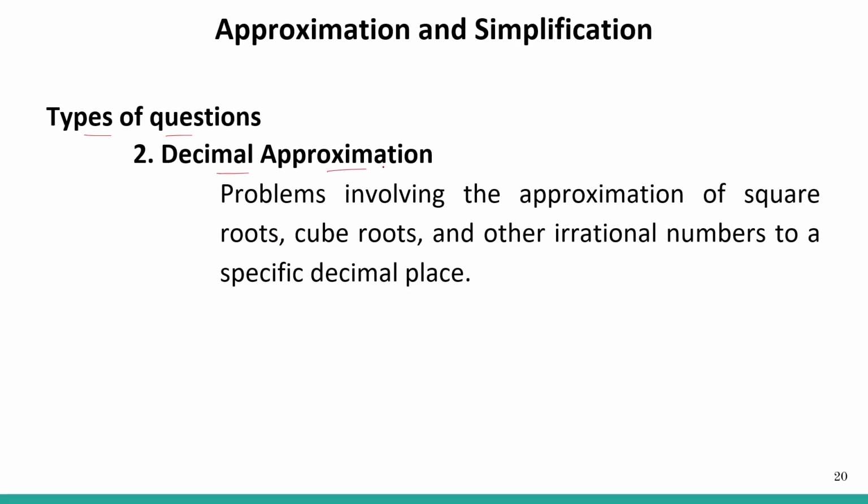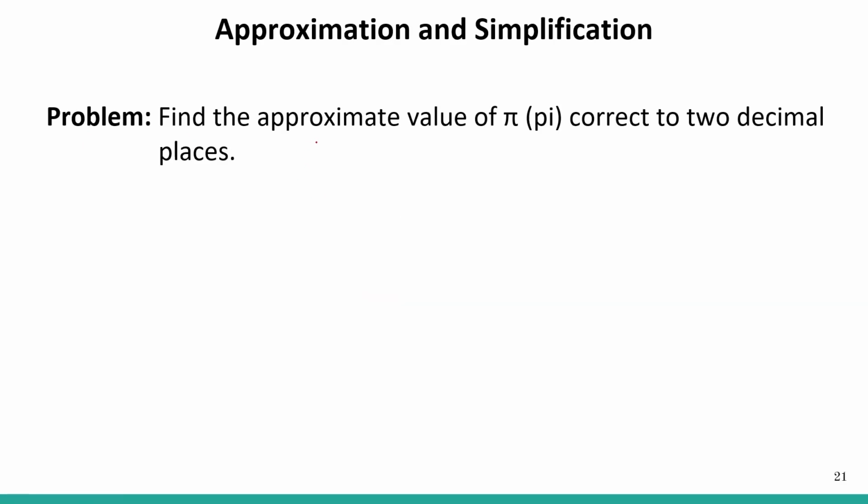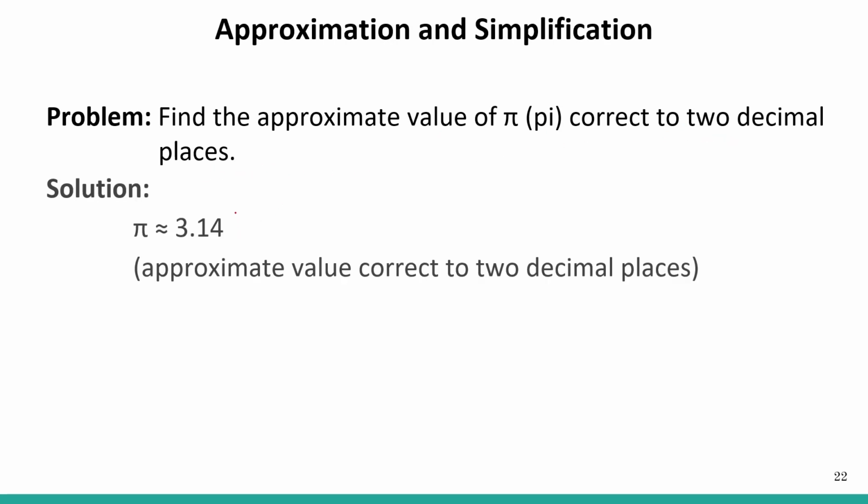Decimal approximation: problems involving the approximation of square roots, cube roots, and other irrational numbers to a specific decimal place. Find the approximate value of pi correct to 2 decimal places. Pi is equal to 3.14, that is 22 by 7.